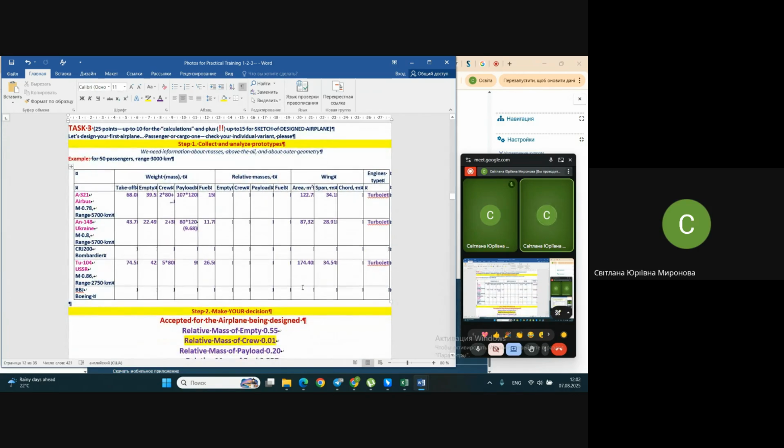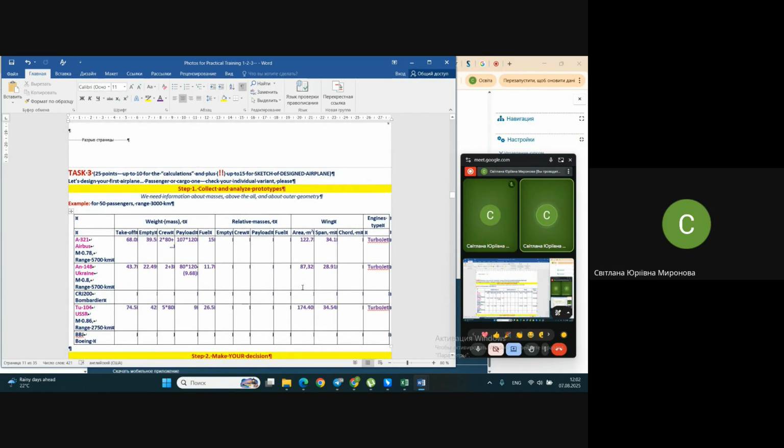Take a look. At the top, you see task number 3, altogether 25 points. You will see during my explanation that here we have the calculations, and some portion of your work will include drawing, not even drawing, something like elementary painting, but of course these paintings are supposed to be according to engineering rules. I mean, you need to do it in scale at least.